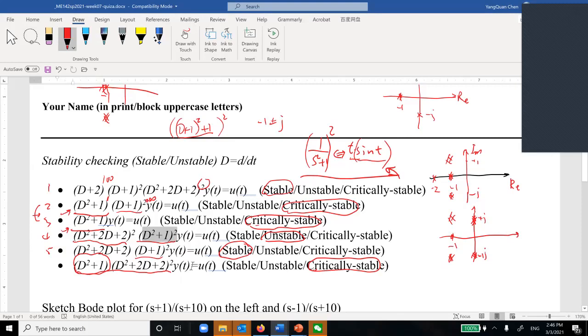Just to show, if I put here a multiplicity of 2, then it will be unstable, because you are going to have a multiplicity here.